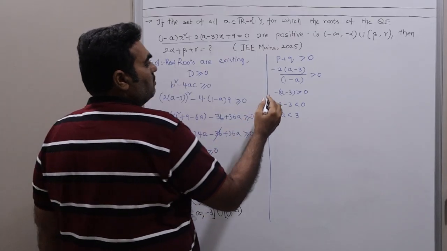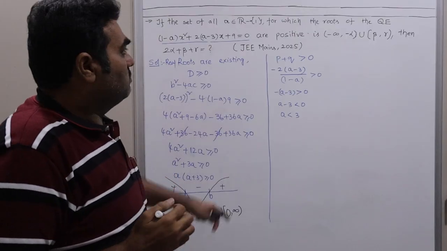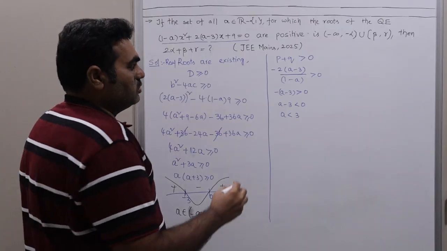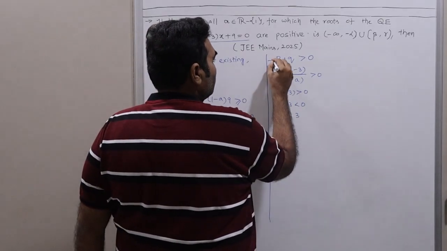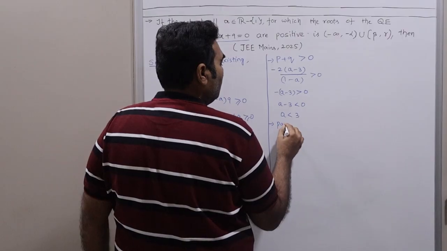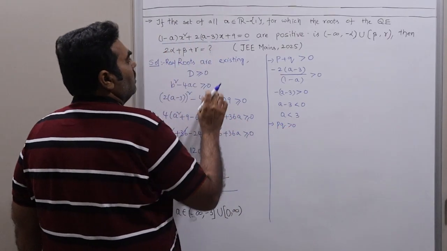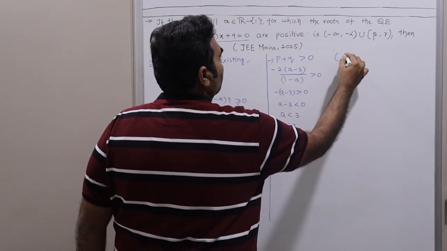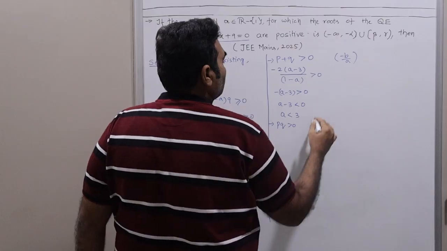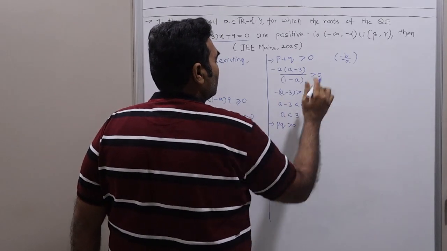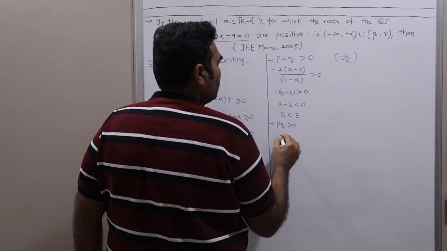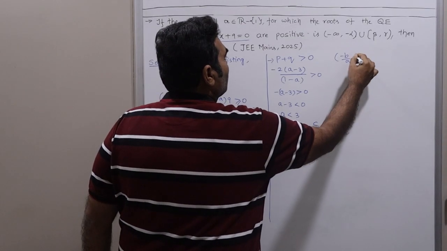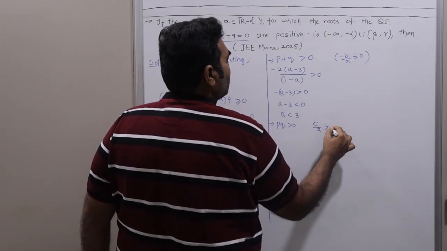Now if P and Q are positive, whatever it is written here, then the product should also be positive. So another condition is that PQ are positive. This is nothing but C by A. Here I am writing the formula. This is minus B by A, the sum of the roots, and the product of the roots is C by A. So C by A is greater than 0.